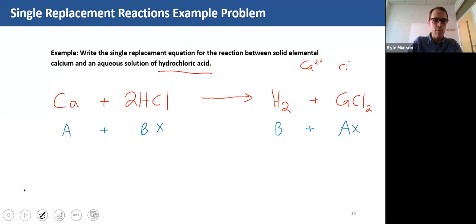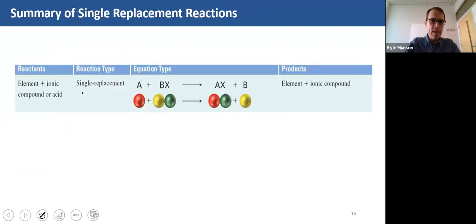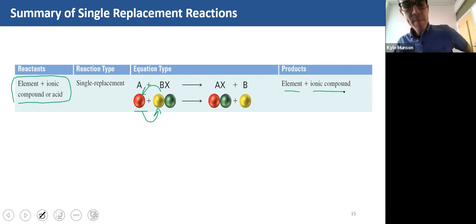And again, just to write what's going on, calcium's taking the hydrogen's place. So this is single replacement reactions. Here's a quick summary. It's an element, as we've seen, like elemental calcium, plus an ionic compound or an acid. The element basically takes the place of the other guy. The one element that was by itself to start the reaction switches places, and so you end up again with an element plus an ionic compound. There's that switching of places for a single replacement reaction.